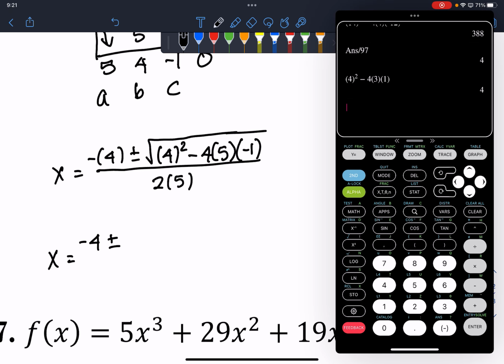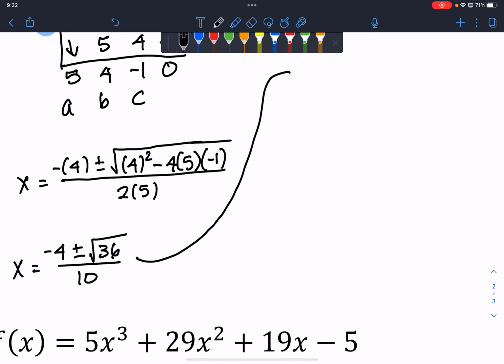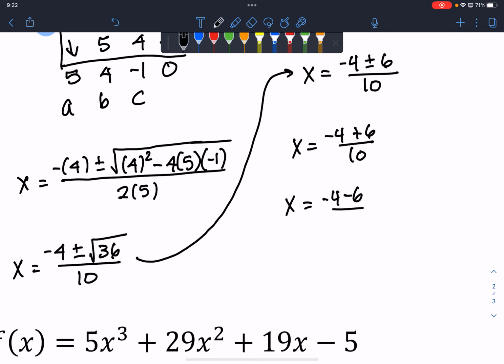And let's see what that is. Let's see the square root. So we have 4 squared minus 4 times 5 times negative 1. That's 36. So the square root of 36 divided by 10. That's going to give us x equals negative 4 plus or minus 6. Since the square root of 36 is 6, we end up again with two more rational solutions. We have negative 4 plus 6 divided by 10, and then we have negative 4 minus 6 divided by 10.